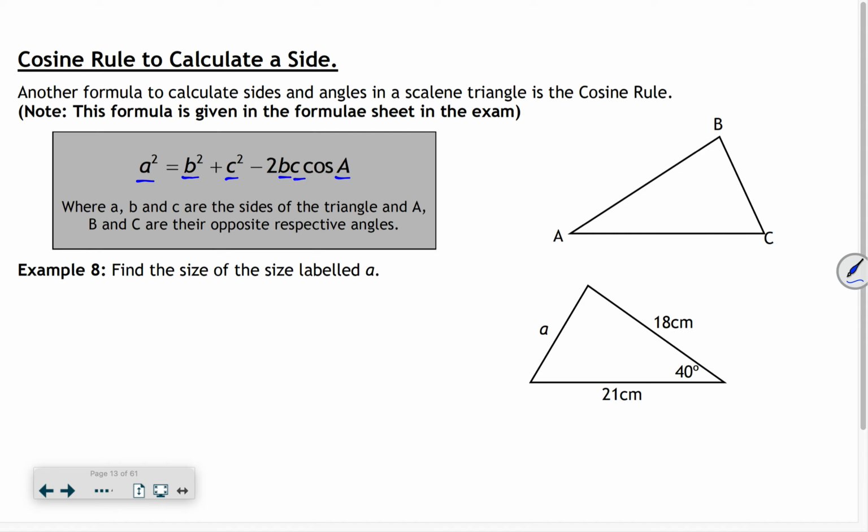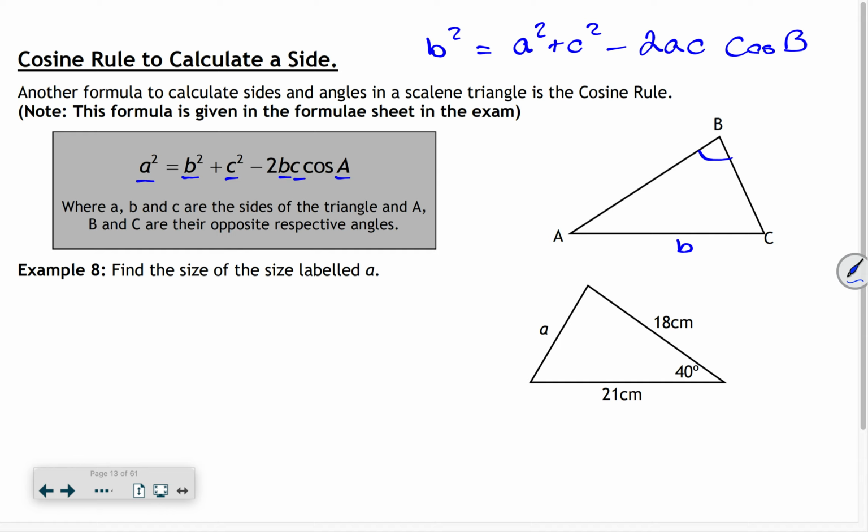So for example, if I wanted to work out side b, because that's what we're doing, and I had angle B, then my formula would start with b squared and it would finish with cos B. And in the middle, I would just have my other letters in the triangle, which would be a squared plus c squared minus 2ac cos B.